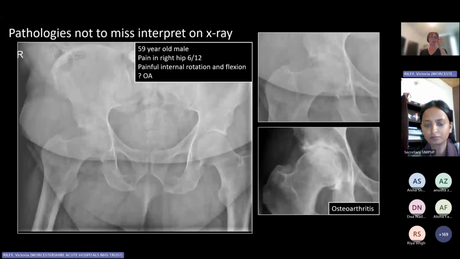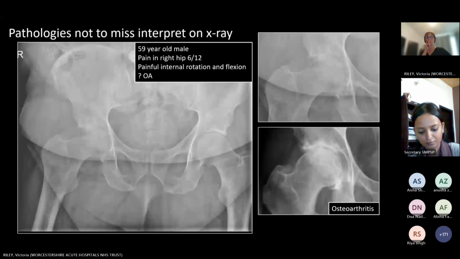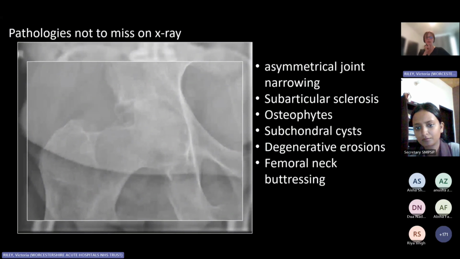Now I've got an example of our patient before in our bottom right-hand corner. So does our patient have the indications on radiographs of osteoarthritis? Well, it's not asymmetrical joint space narrowing. This is pretty symmetrical, so the whole of the joint is narrowed. There is very little to no subarticular sclerosis.